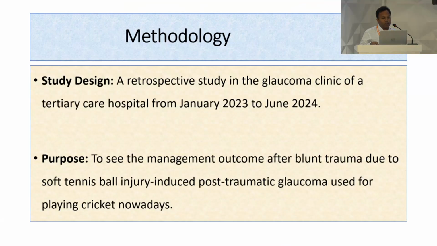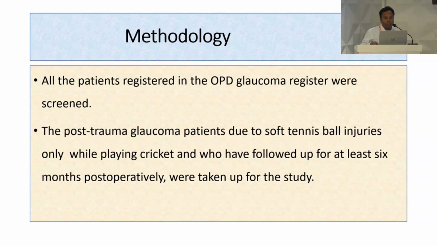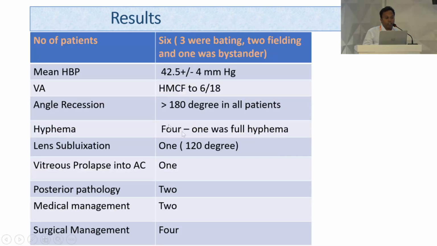So we wanted to do a retrospective study in the Glaucoma clinic from January 2023 to 2024 to see the management outcome of blunt trauma due to tennis ball injury. All the patients registered in the OPD and Glaucoma clinic were screened. We took only patients injured with the tennis ball, with at least 6-month post-op follow-up. We got 6 patients: 3 were batters, 2 were fielders, and 1 was a bystander who was just watching the play.